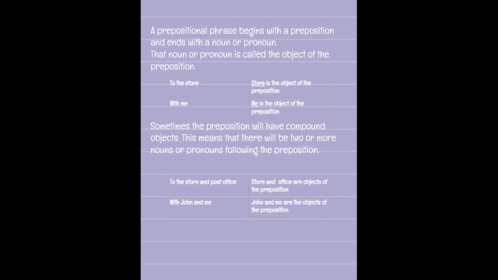You can also have compound objects for the object of the preposition. So sometimes the preposition will have compound objects. This means that there will be 2 or more nouns or pronouns following the preposition. To the store and post office. To is the preposition. Store and office are the objects of the preposition. With John and me. With John and me is a prepositional phrase. With is the preposition. John and me are the objects of the preposition.